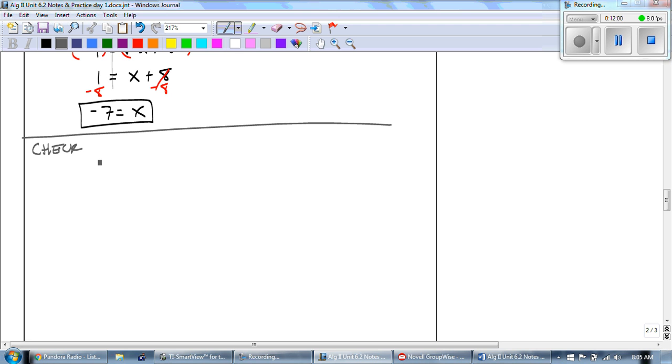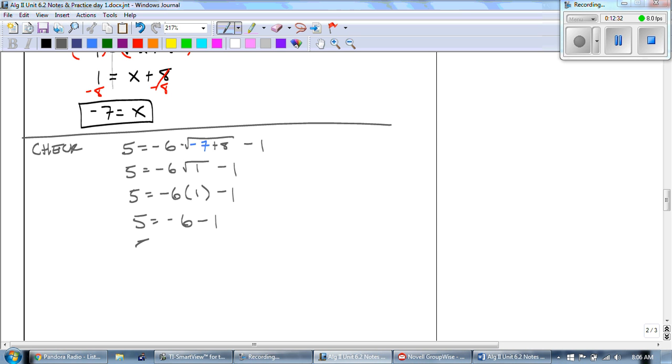Okay, and then we're going to go ahead and do the check. So we get 5 equals -6 times the square root of -7 plus 8 minus 1. -7 plus 8 is good, 1. The square root of 1 is 1. -6 times 1 is -6, but then we get -7. Oh. Wah wah. So that's not our answer. Our answer is no real solution.